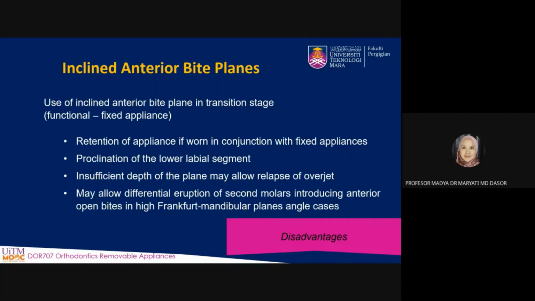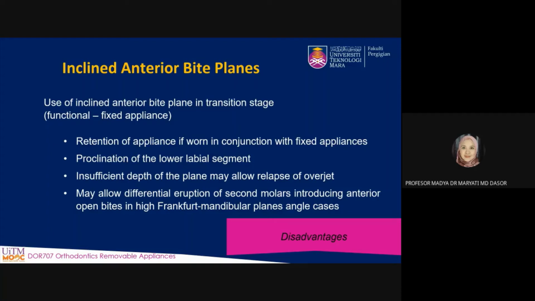However, there are also several disadvantages of inclined anterior biplanes. The first one is that when a patient has an inclined anterior biplane, it would result in interference, or it acts like a retention appliance when the patient has fixed appliances. Therefore, several adjustments are required to ensure minimal tooth movement can occur during the fixed appliance phase.